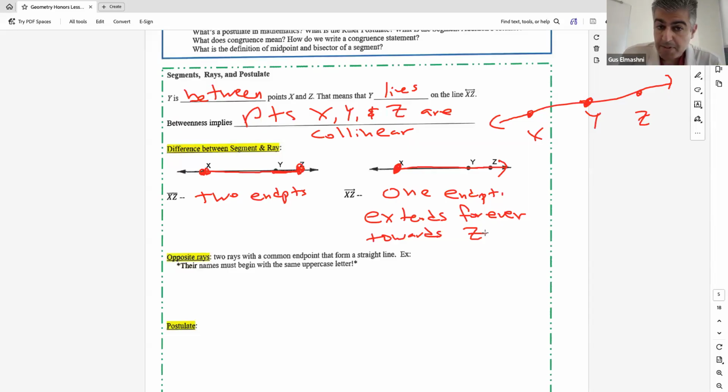And again, a segment's not a line. Don't call it that. You can call it a line segment if you want, but it's not a line because it doesn't go on forever. So you have lines, you have rays, and you have segments.